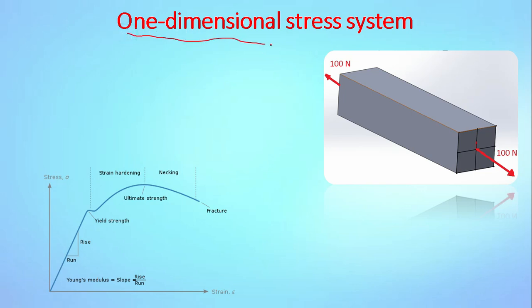One dimensional stress system. Here you can see this one square bar and 100 Newton tensile force is applied along one direction. In a one dimensional stress system, the stress and strain along only one direction are taken into consideration.